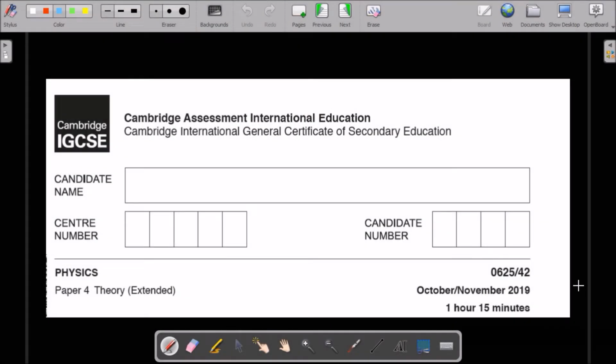Hello, this is a past paper for component 4.2 for IGCSE, October-November 2019.